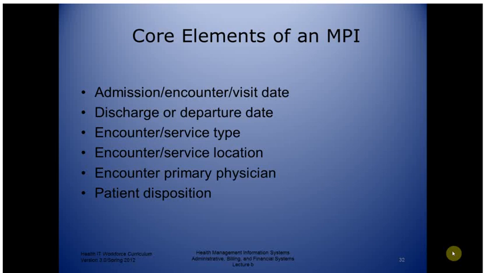Encounter service type, encounter service location. So you'll get registered with this unique identification that says your hospital service type is ER. When you come into the lab, you'll have a different number for that encounter, and your service type is going to be LAB. That's all back in this financial system. We always ask you for a physician, and then we need to keep track of how you left.